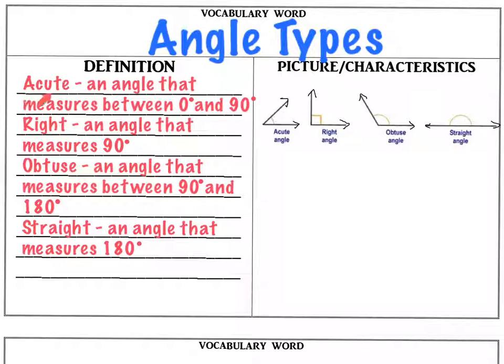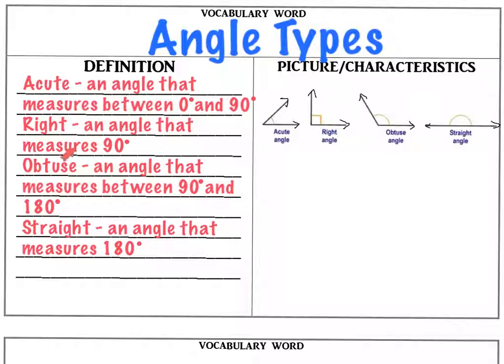So acute angles, I remember those because they're cute. They are angles that measure between 0 and 90 degrees. So they're the little angles. They're cute. So between 0 and 90, it could be 80 degrees, it could be 10 degrees. All those angles between 0 and 90 we call acute angles. So they're the small ones.